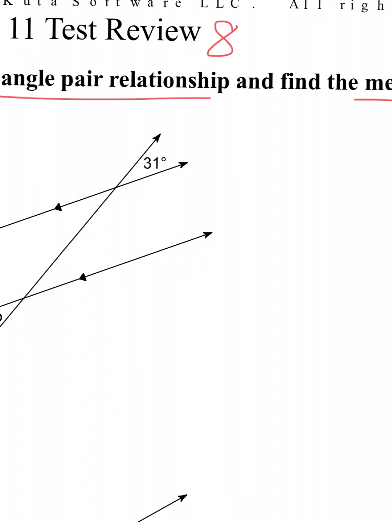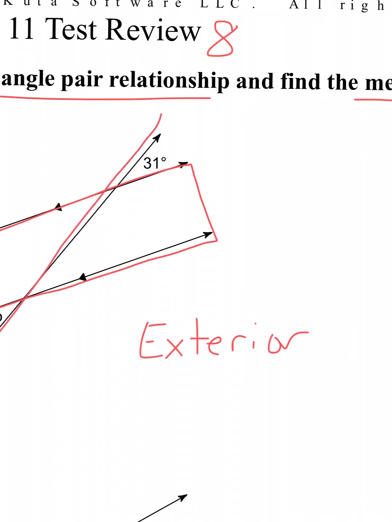So on number 1, I have 2 parallel lines and a transversal. Draw your box. Are they inside or outside? Outside. What's the word for outside? Exterior. What's the other part we have to figure out? Draw your transversal line. Are they on the same side of that line or opposite sides? Opposite is alternate.